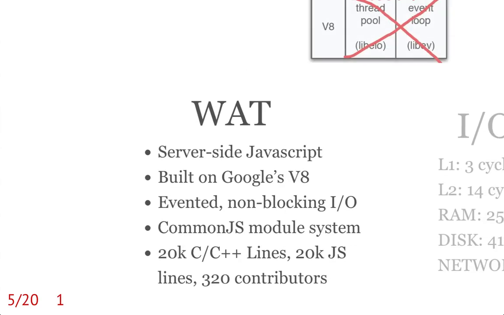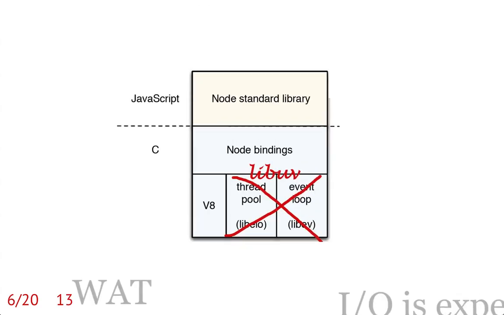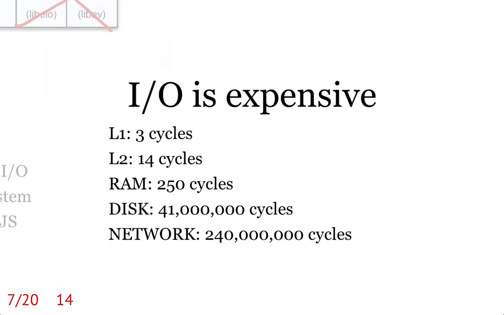It's JavaScript that sits on top of C, and you have the V8 at the bottom with libuv, which is the library that wraps the event loop and the socket polling, which I'll explain in a second. So I/O is very expensive, and you can see here the comparison between different I/Os, and the RAM, disk and network is the most expensive. It takes a lot of time to go and reach the network for some information.